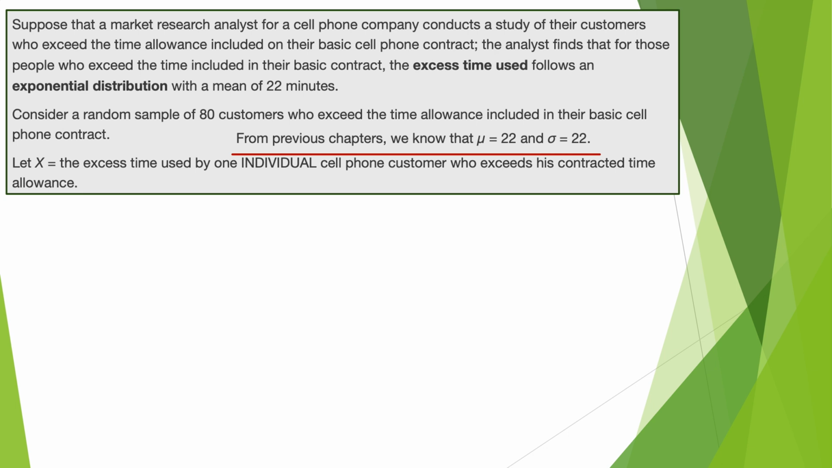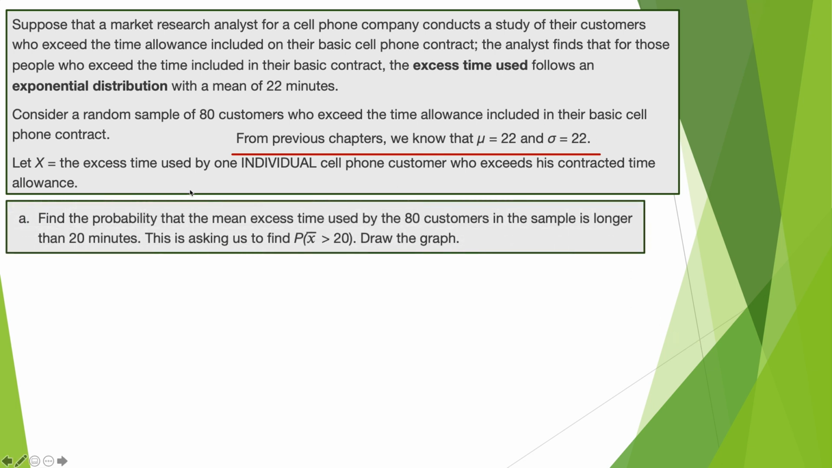I underlined this because we don't cover exponential distributions, but they put a little side note in here, from previous chapters, that we know the mean is 22 and the standard deviation is 22. So the mean is 22 and the standard deviation is 22. Those are the values you use when you're figuring out your formula. Okay, let X equal the excess time used by one individual phone customer who exceeds the contracted time allowance.